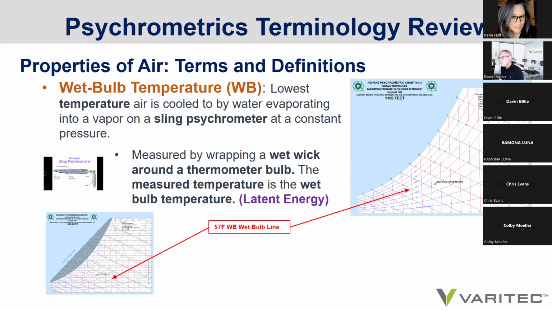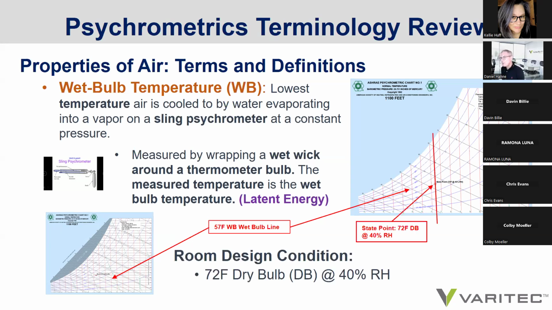So the rate of evaporation of a moistened wick on the psychrometer impacts the temperature reduction on the wet bulb thermometer. The drier the environment, the greater the evaporation, the higher the reduction of temperature. The more humidity present in a sample of air, the less evaporation, and the higher the wet bulb temperature. So wet bulb is a very good metric for determining how much moisture is present in a sample of air.